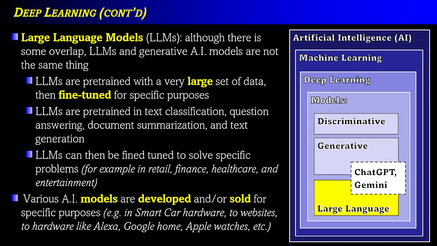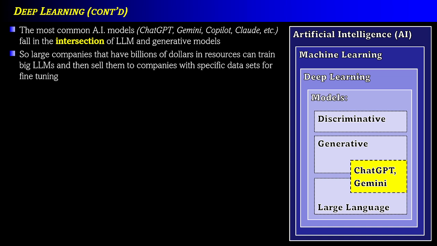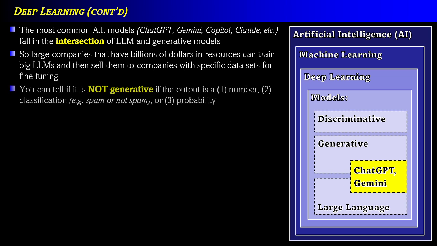Various AI models are developed and then sold for specific purposes. For example, smart car hardware, or websites, or hardware like Alexa, or Google Home, or Apple Watches, etc. So the most common AI models, the ChatGPTs, the Geminis, the Copilots, the Claudes, those intersect between large language and generative. In other words, they can do both. So large companies that have billions of dollars in resources can train these huge large language models and sell them to companies with specific data sets for fine tuning.